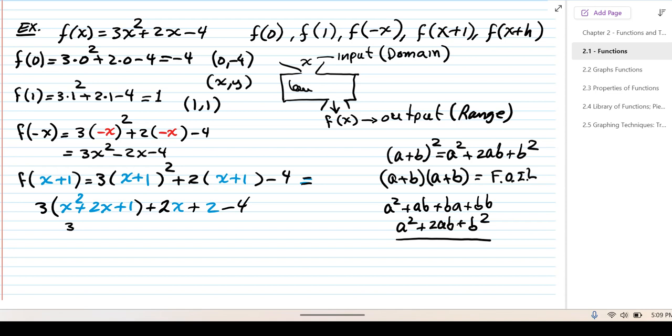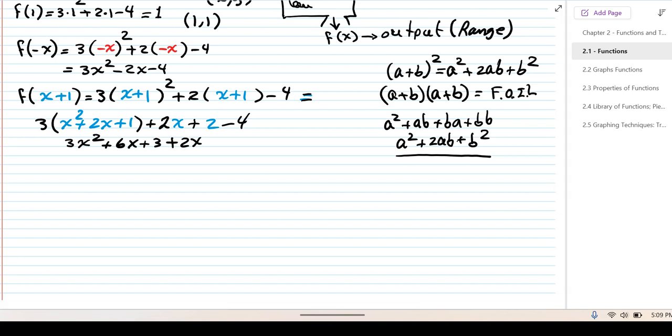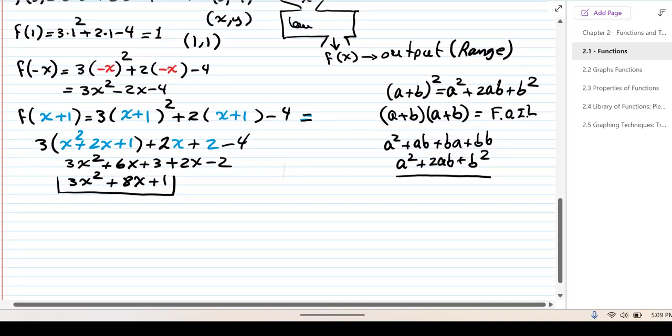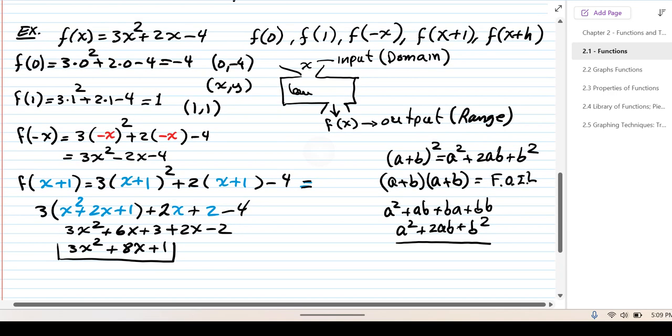So it's going to be 3x squared plus 6x plus 3 plus 2x plus 2 minus 4, where 2 minus 4 is negative 2. I'm going to handle that one. And this becomes 3x squared plus 8x plus 1. And there we have it. That's the result of f at x plus 1. Notice we get a whole different expression. All right, so we did that one.